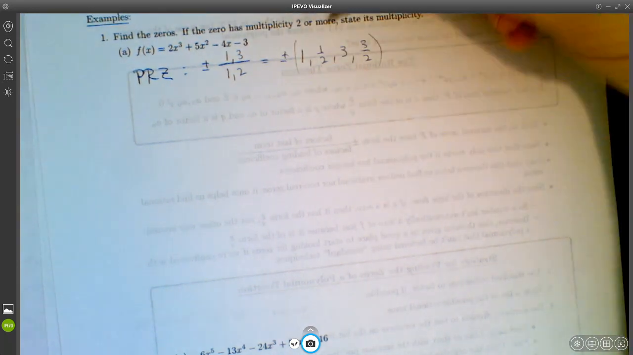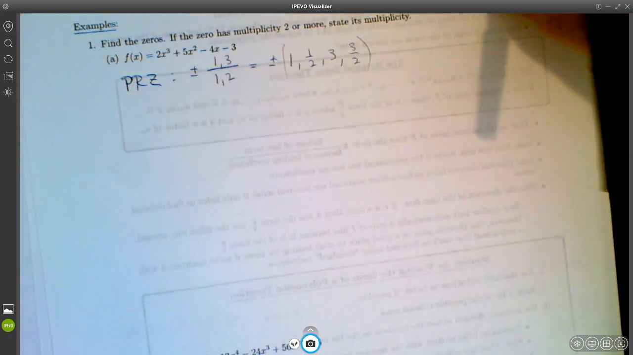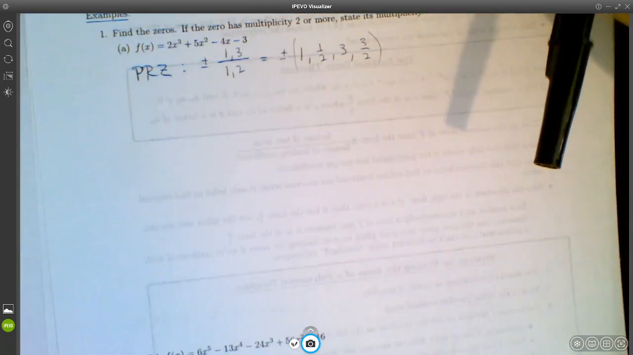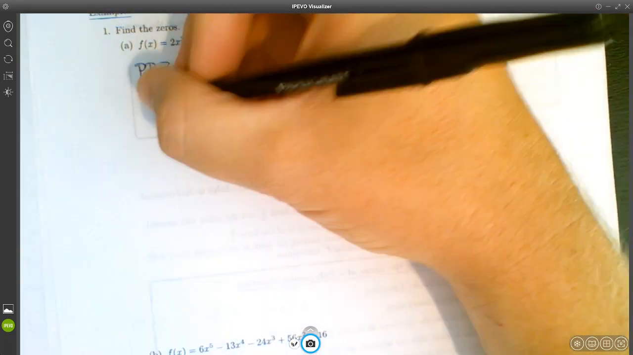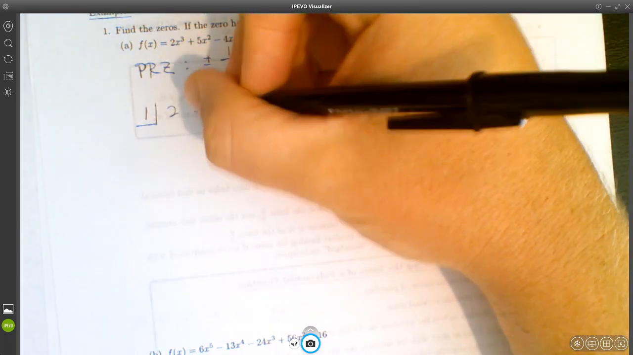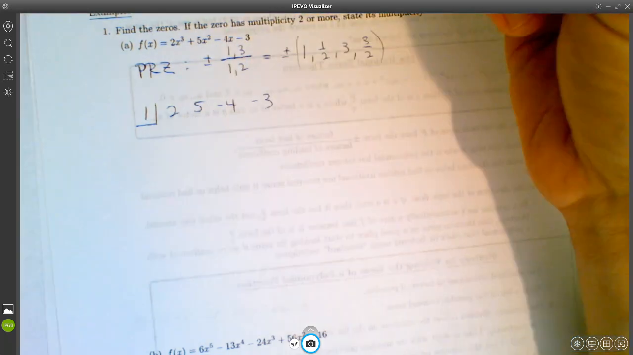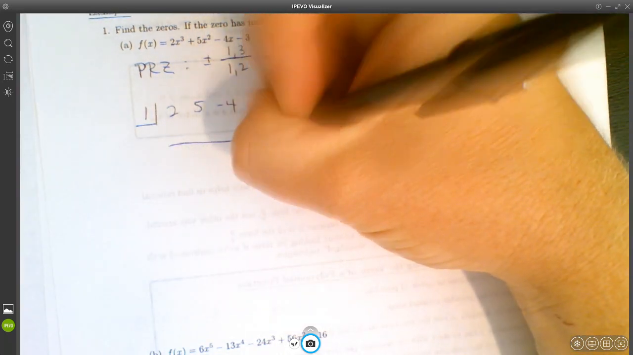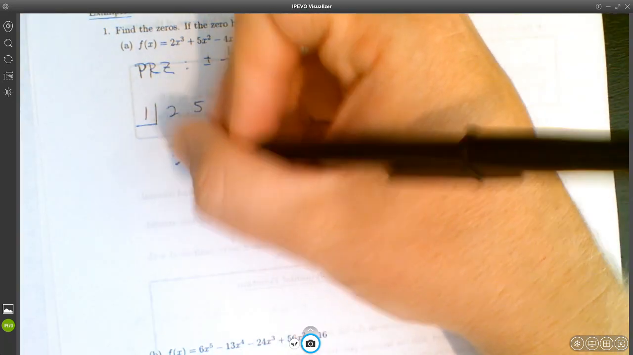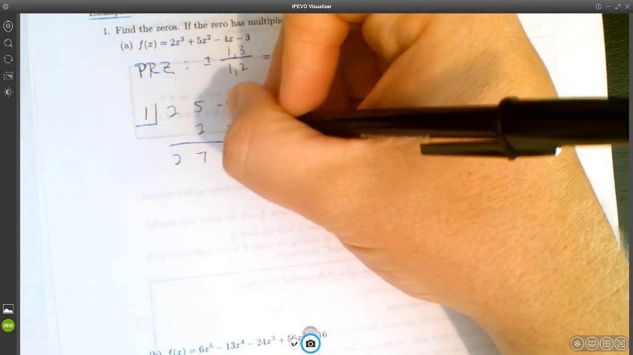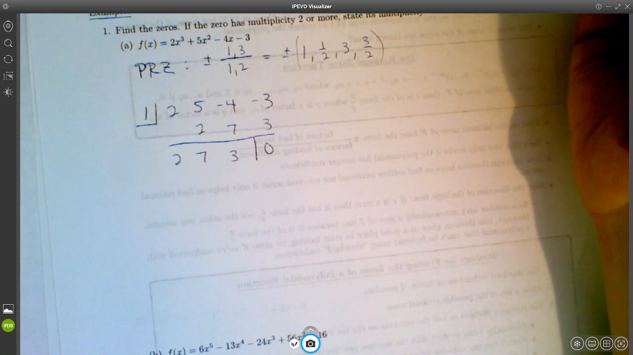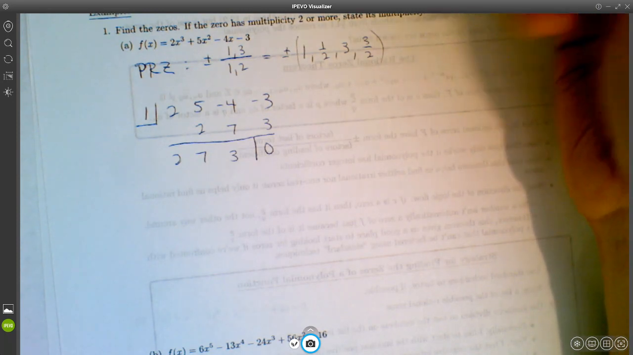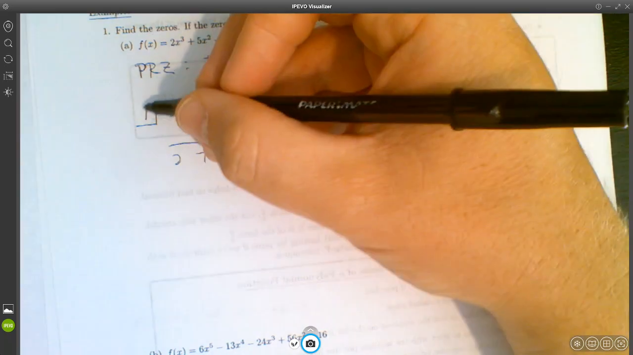Now I'm going to start to test these possibilities to see which of them, if any, are actual zeros of the polynomial. So I'm going to start with the smallest positive integer, in this case 1. I'm going to test 1, and I'm going to see if it's a 0 by performing synthetic division. If it is a 0, I'll get a remainder of 0. So let's see. Drop this down, multiply, add, multiply, add, multiply, add. Sure enough, that was a lucky guess. I found a 0. 1 is a 0.